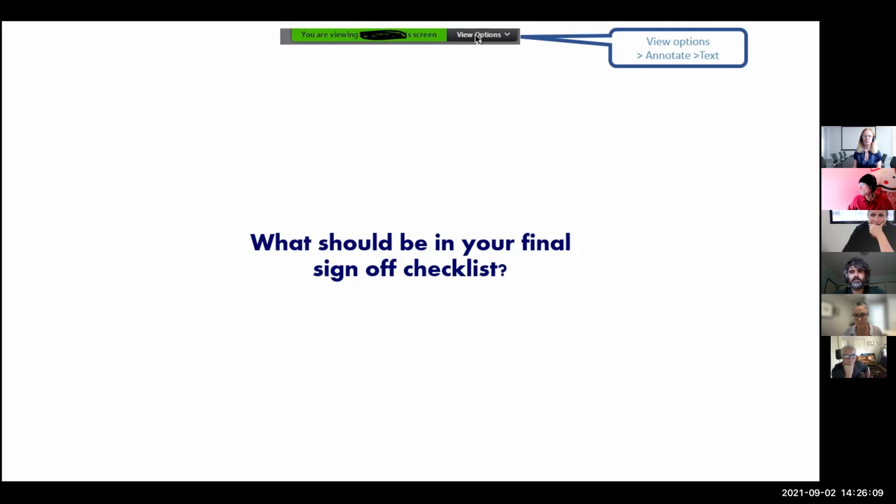So what I might get you to do is, I've got it as an annotate here, so please don't annotate. Please use the chat. So pop the chat back out if you haven't got it out. And I'll put the question in there and I'll run through some of the other slides. So what should be in your final sign-off sheet before you release this to a student, basically?